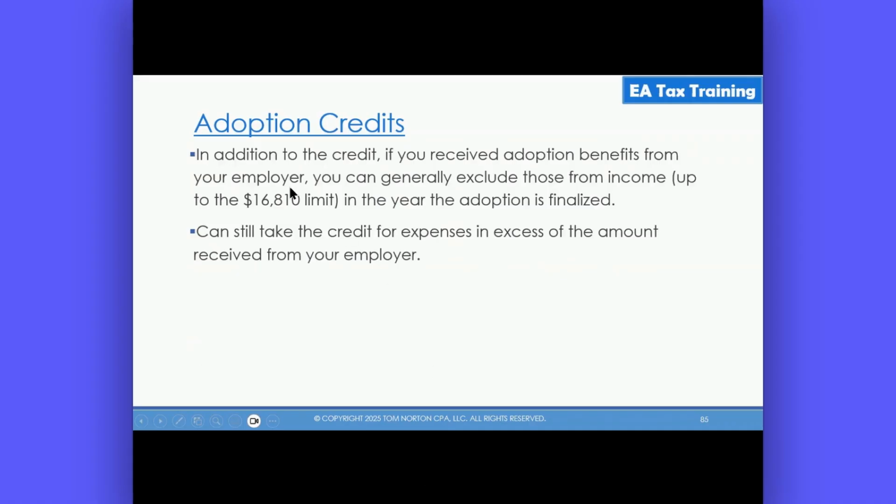In addition to the adoption credit, if you received adoption benefits from your employer, then you can exclude up to $16,810 of those benefits. So some employers do offer adoption assistance. You can exclude that amount up to the $16,810. If you still have even more expenses above the amounts that were reimbursed by your employer, then you can take the credit for that as well. So you could take a credit for up to another $16,810 of expenses.